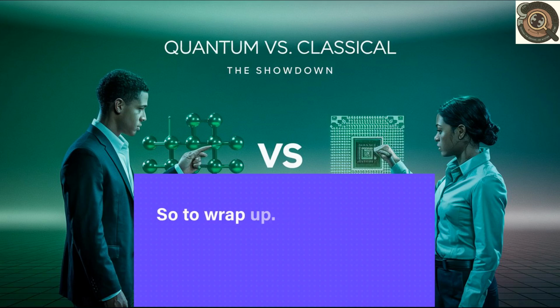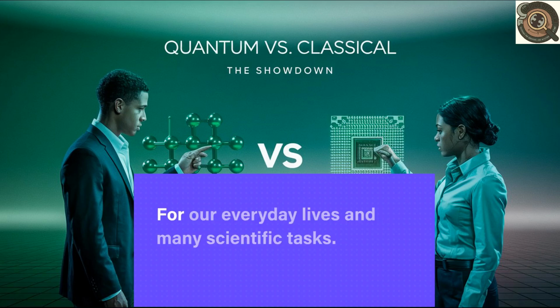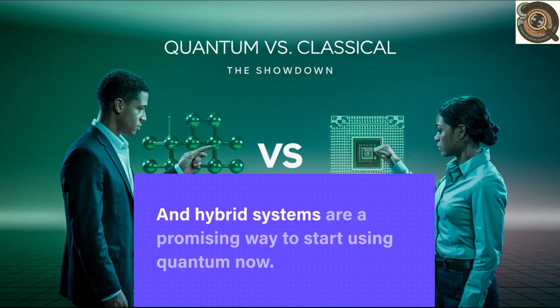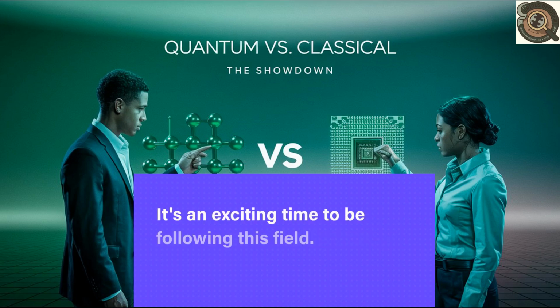So, to wrap up, classical and quantum computing are not competing. They're complementary. Each has its strengths, and they work well together. Classical will continue to be essential for our everyday lives and many scientific tasks. But quantum offers the potential to solve problems that are impossible for classical. And hybrid systems are a promising way to start using quantum now. It's an exciting time to be following this field.